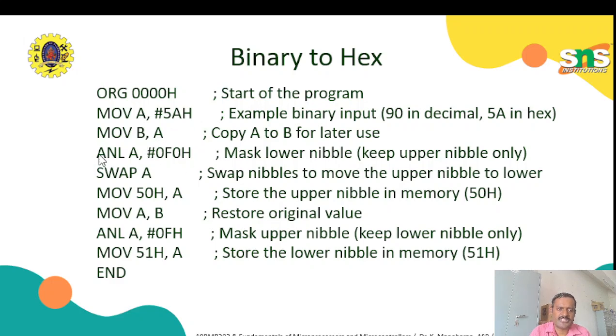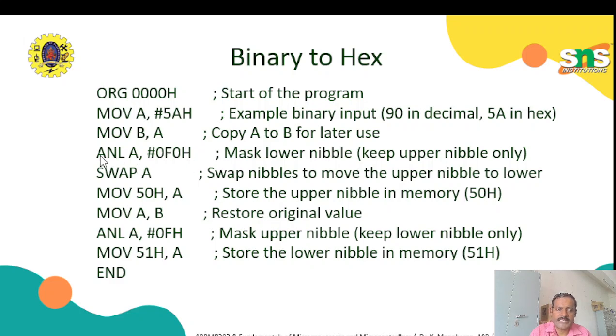I am taking first ANL A, #0F0H. Why am I writing it this way? Look at this hash: it is an immediate value, and the first character must be a number; alphabets are not allowed. That's why I am putting a 0 here. After that F0 is the actual data, followed by H, which indicates hexadecimal. So the actual number is F0 only. If you write F0 in binary, F gives 1111, followed by 0, which means four zeros. So 1111 0000 is the actual value for this F0.